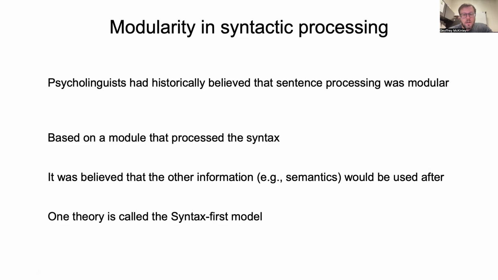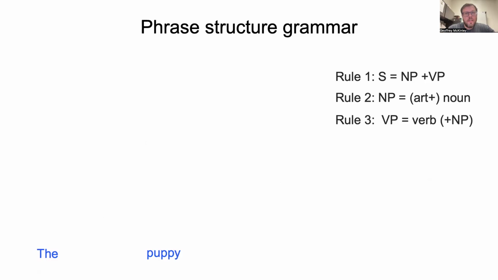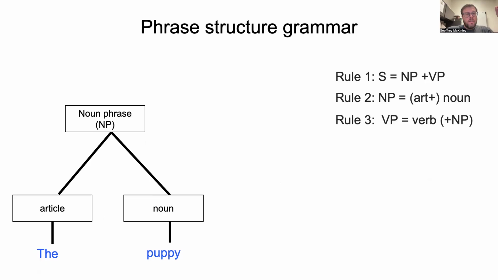But first, I need to talk a little bit about phrase structure grammar. Okay. So the whole idea is, imagine if I hear the words the puppy. Syntactic processing basically goes, hey, what grammatical category do I assign the puppy to? Well, a puppy is a noun. So, the puppy, that's a noun phrase. And a noun phrase belongs to a sentence, probably.